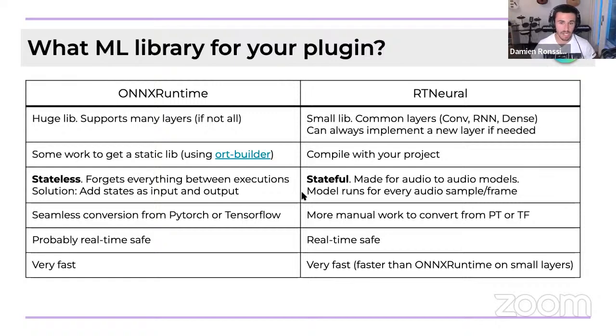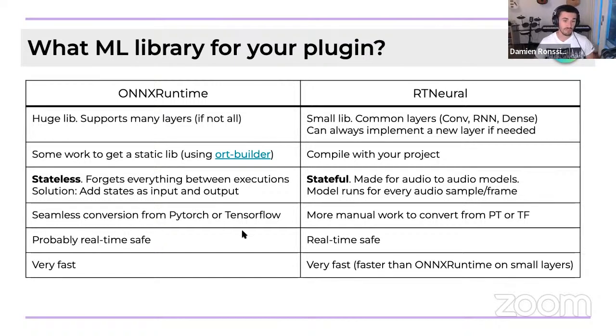On the other hand, RTNeural is stateful, so it's really made for that. The model is made to run for every sample that you have or every frame. And if you need to have an audio to audio effect, this is a really nice thing to have, the statefulness.